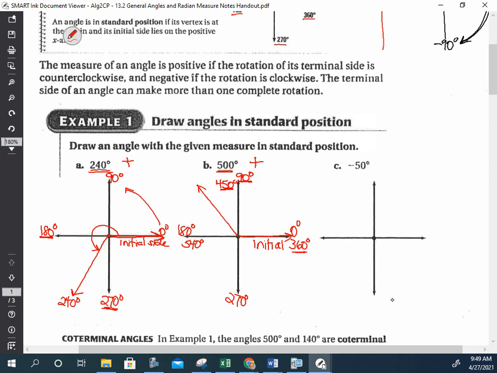In order to get to 500, you had to go around the circle once. So you're going to go around the circle once, and then put the rest of the curve to get to your angle.